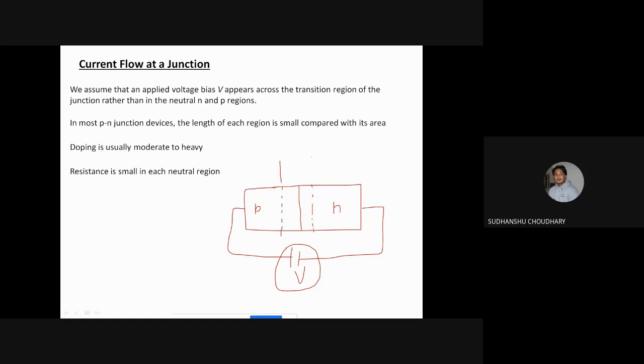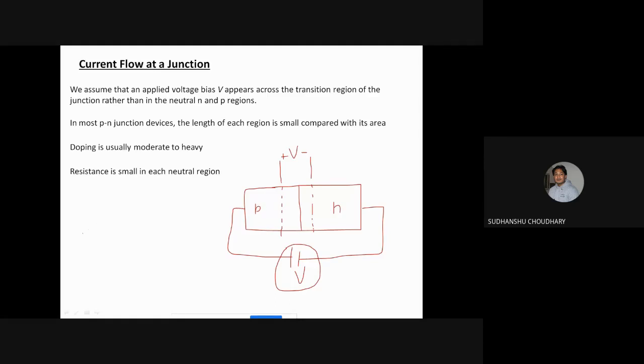That is, across the junction. So this drop will be across the junction, since these two regions we have considered are neutral, that is, no potential drop across these two regions. Now why would these two regions be neutral?